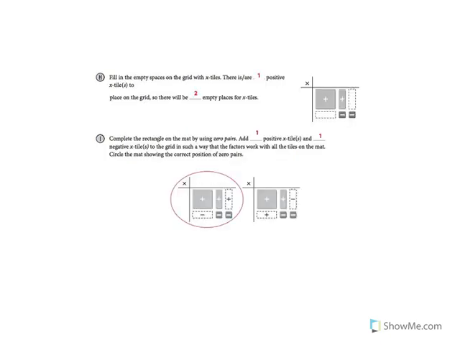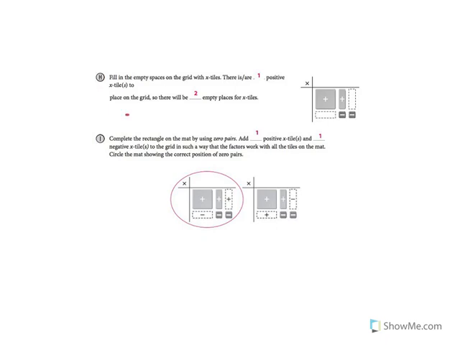Fill in the empty space of the grid with the x tile. There is 1 positive x tile. Okay, placed in the grid, so then there will be 2 empty spaces left. So then 2 empty spaces, well here we need to add a 0, right?